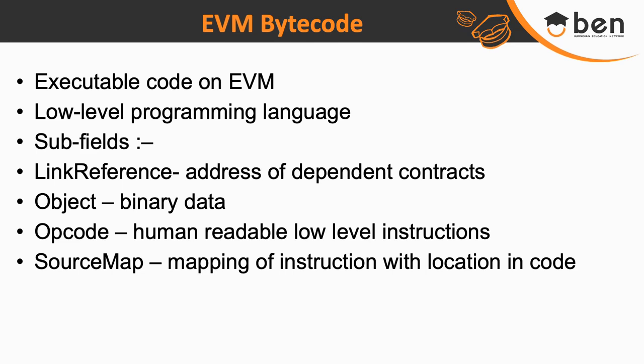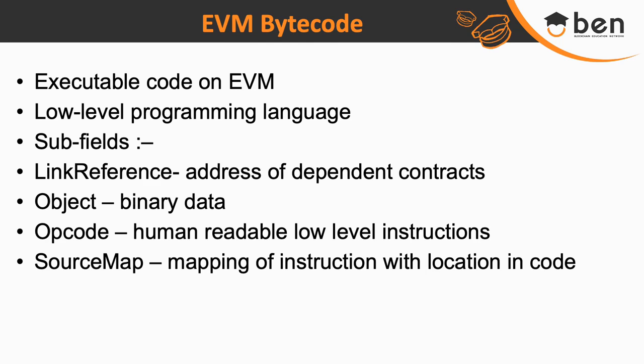One is a link reference. So your bytecode will contain a link reference if your smart contract is dependent on other smart contracts as well. As we will be increasing the complexity of our smart contracts, we will be importing some other smart contracts into our smart contract. So our smart contract becomes dependent on them. If there is a dependency, then you need to obviously know the location of that deployed dependent smart contract. So link reference is used to note the address of the dependent contract.